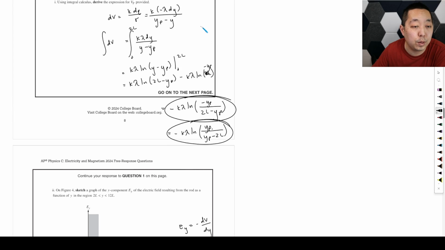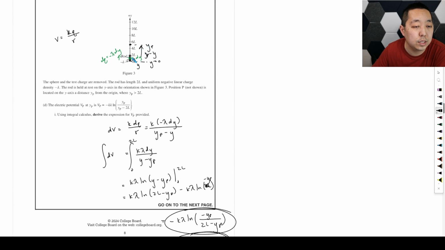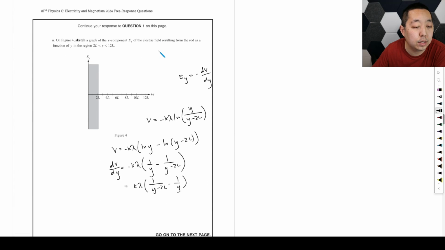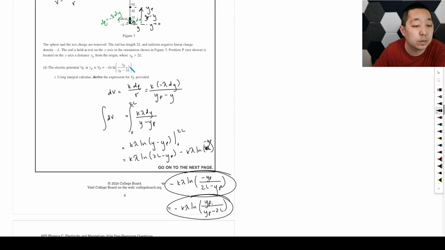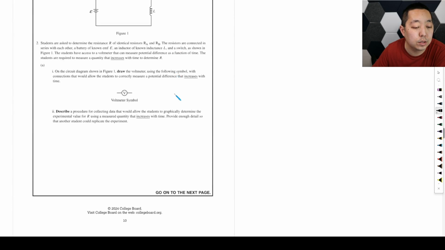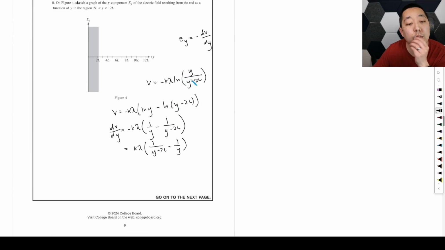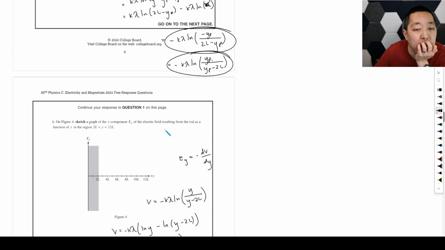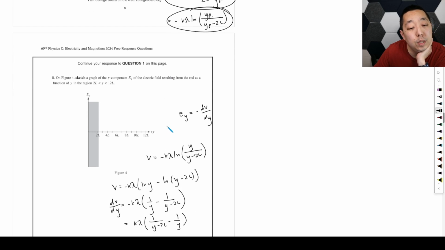So the electric field should be positive. Is that correct? What's a negative charge? It ought to point towards it. So why do I have the term correct? Y over y minus 2L. Oops, sorry. Y over y minus 2L. 1 over y. If I plugged in like 10, this is bigger. Why did that happen? I must have messed up something somewhere.